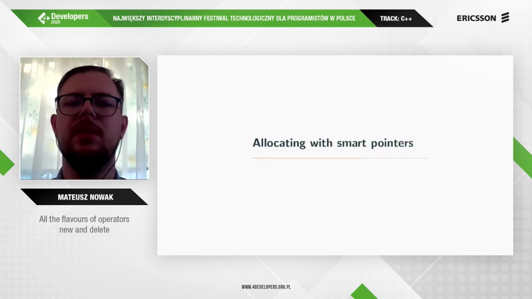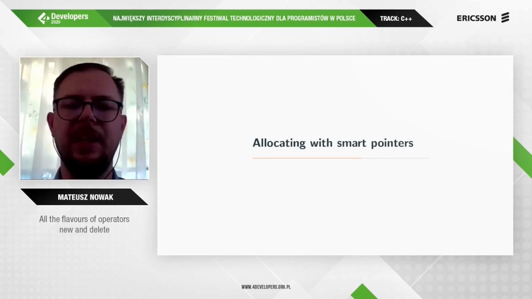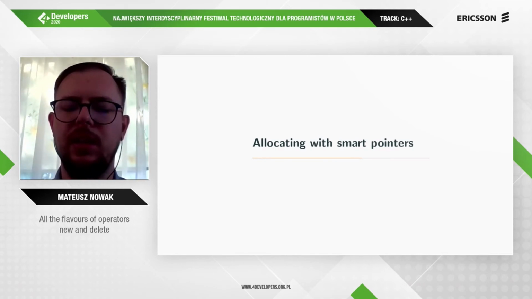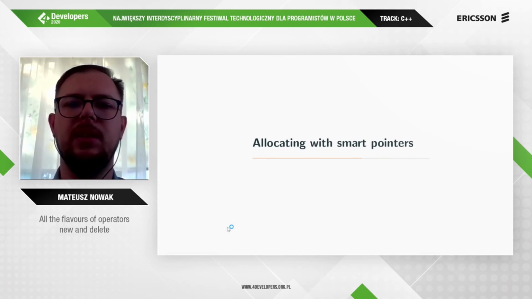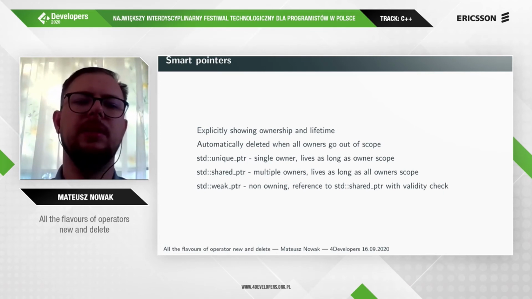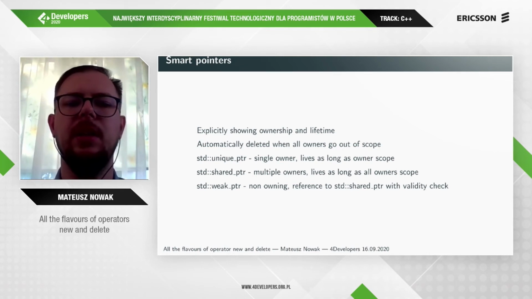Okay. So after we have gone through the placement new and delete operators, we can see, as a side topic, allocation with smart pointers, because first, there's a rule: no naked new. And the other thing, smart pointer allocation is defined in terms of operator new. Okay, so what is a smart pointer? It's a pointer that is explicitly showing ownership and lifetime. So we can state if the object has shared ownership with shared pointer, unique ownership with unique pointer, or if we are just tracking some shared pointer with weak pointer.